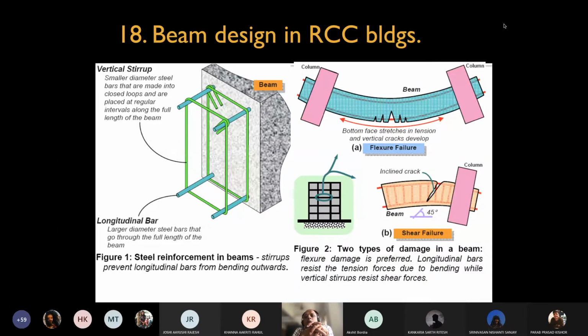Then we come to the flexure failures. Beams have a tendency to fail in the middle from stretching in tension, or they can have an inclined crack at the time of shear failure. Shear failures are indicated near the columns and in the upward direction, whereas indicators of flexural failure are at the middle of the beam and in the downward direction. Between the two, flexural damage is always preferable as compared to shear failure.